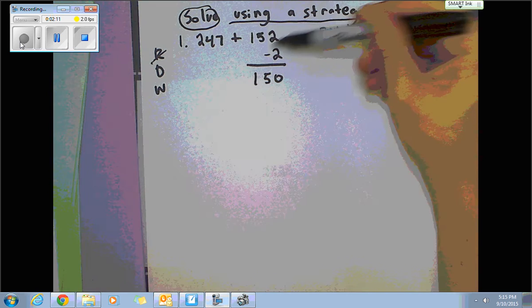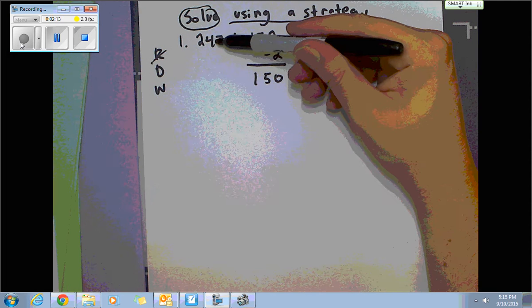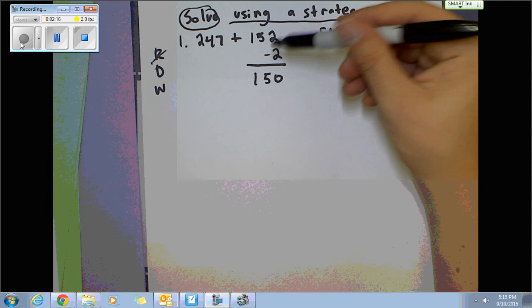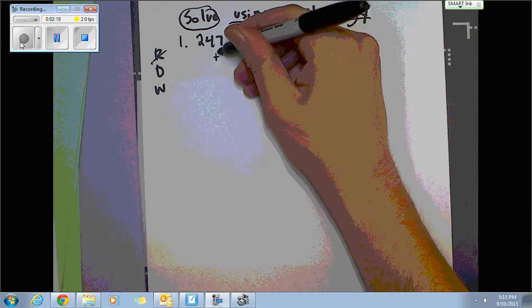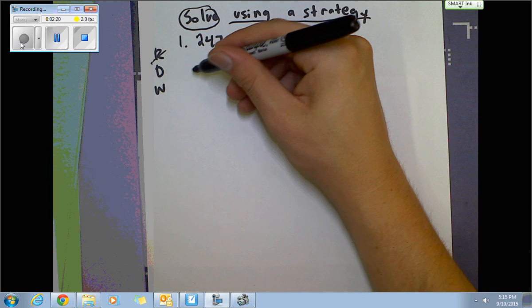Because if I take 2 away from this add-in, I have to increase this add-in by 2 to even things out. So I'm going to go ahead and add 2 over here to balance out the fact that I took 2 away from there.